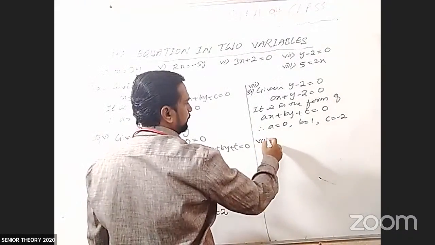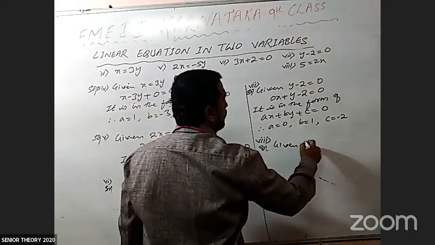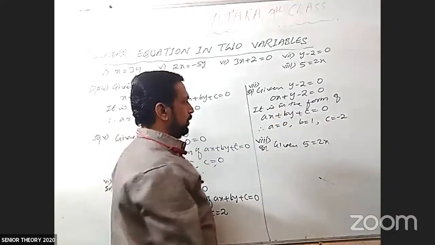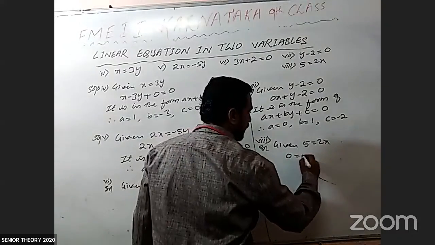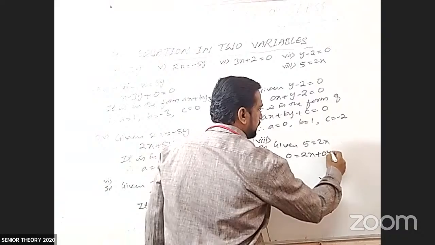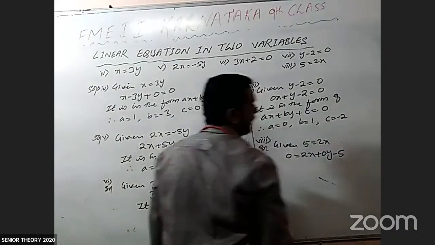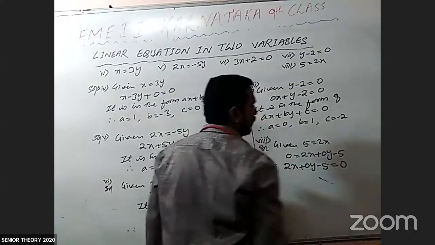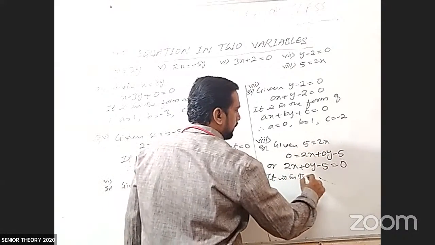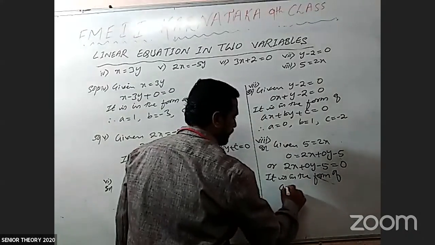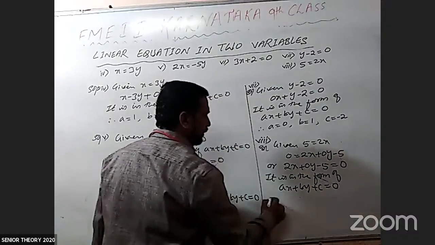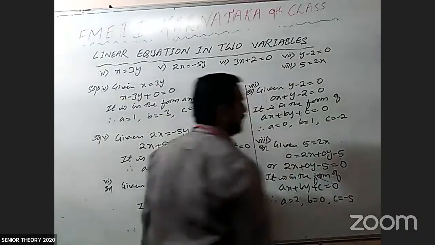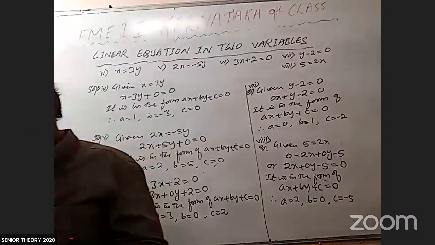Last one is, given equation is 5 equal to 2x. Here also only one variable is given, so we will take another variable y with 0. First we will write this equation like this: 0 equal to 2x plus 0y, and plus 5 becomes minus 5. Or we can write this equation like this: 2x plus 0y minus 5 equal to 0. It is in the form of ax plus by plus c equal to 0. Therefore, value of a is 2, value of b is 0, and value of c is minus 5. These are the solutions for the second main problem.